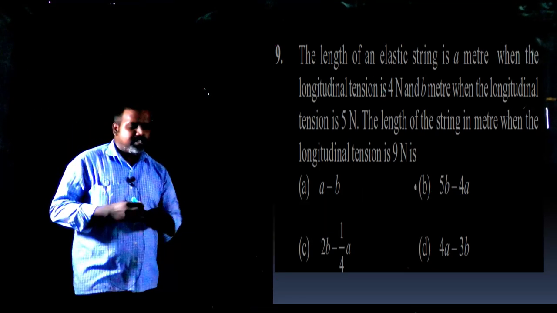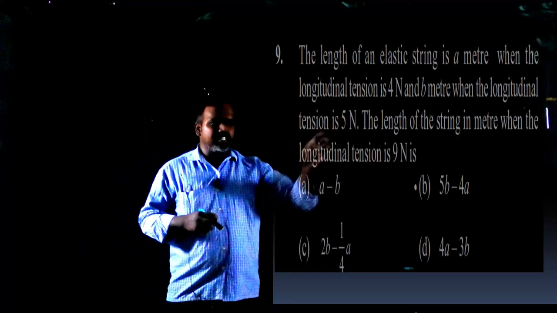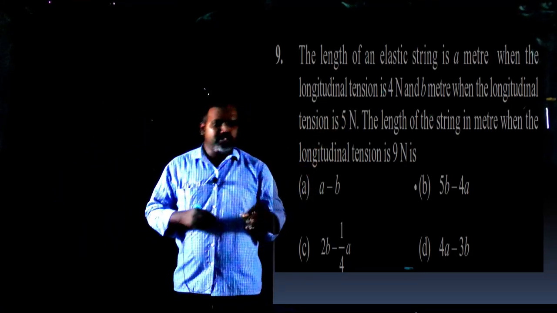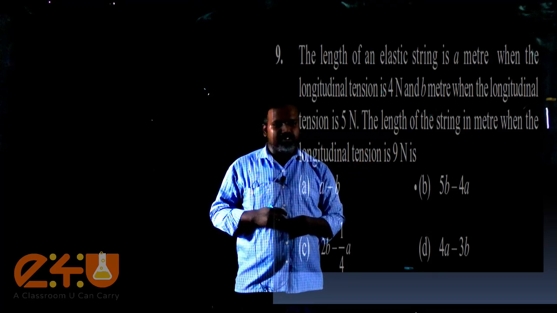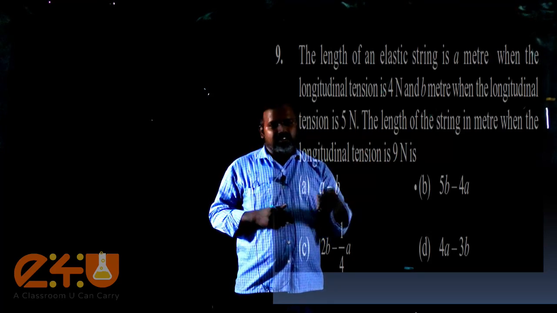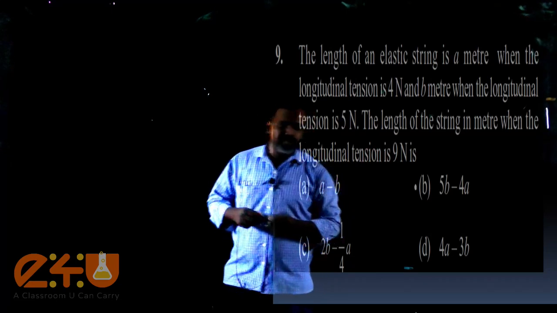So now we see question number 9. The length of the elastic string is A meter when the longitudinal tension is 4 newton, and B meter when the longitudinal tension is 5 newton. What will be the length when the tension is 9 newton?